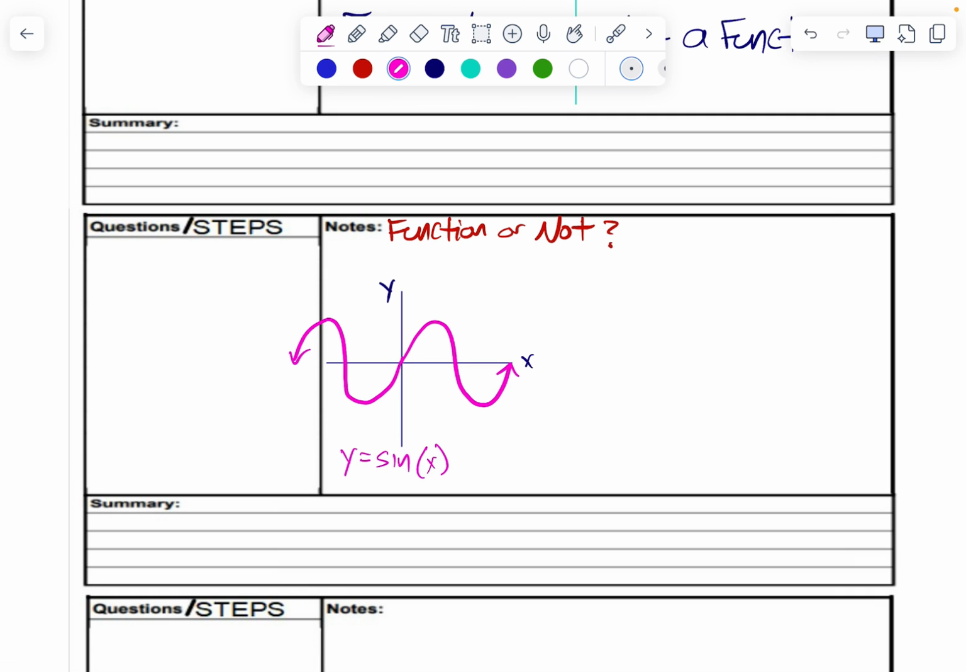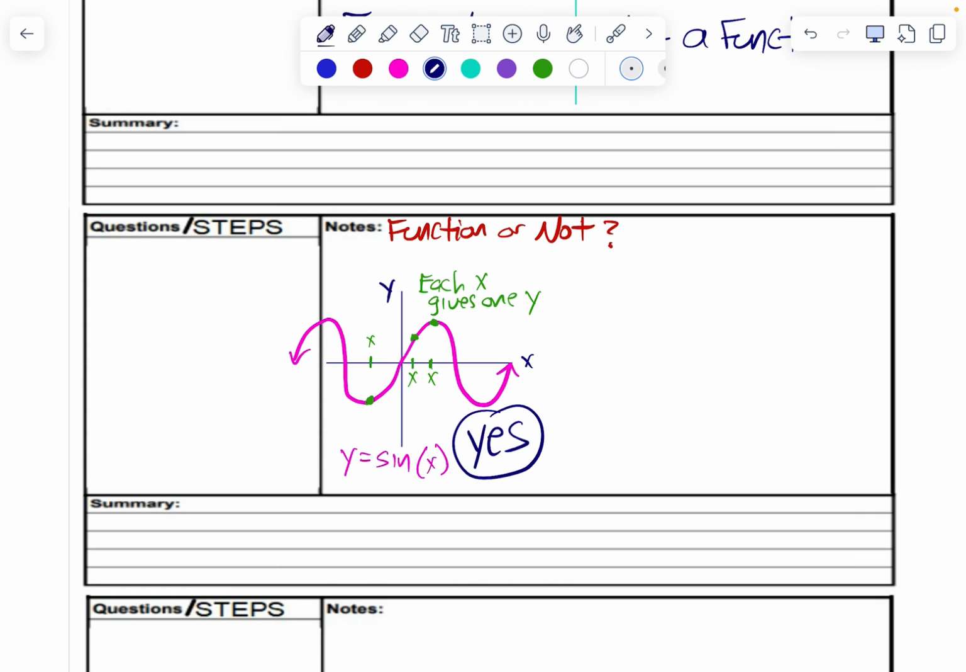Is it a function? Yes. Each x gives 1 y. That x gives 1 y. Sine x gives 1 y, etc. Okay, so yes, it's a function. Sine is a function. It's not a number.